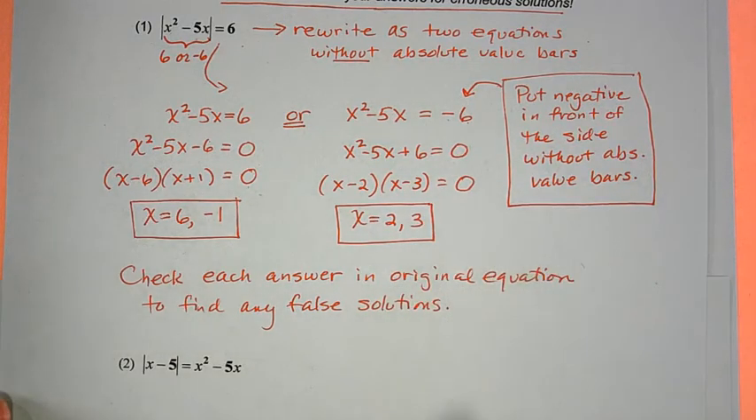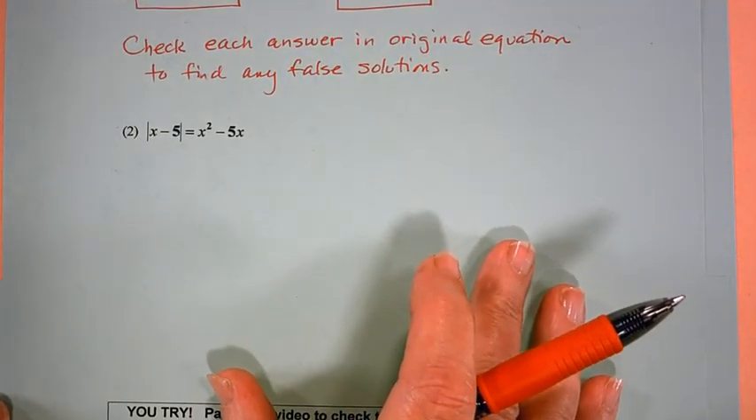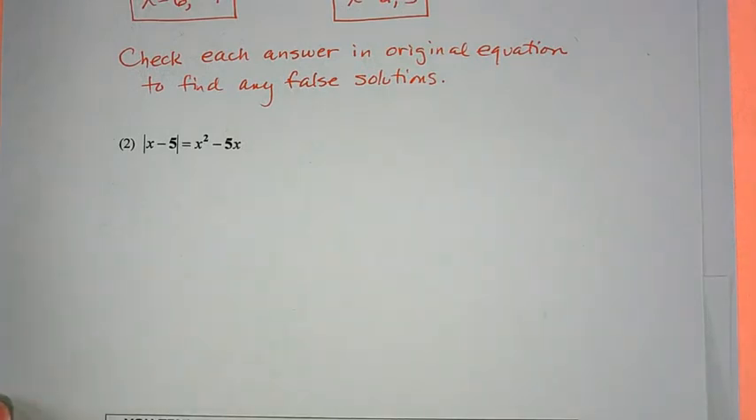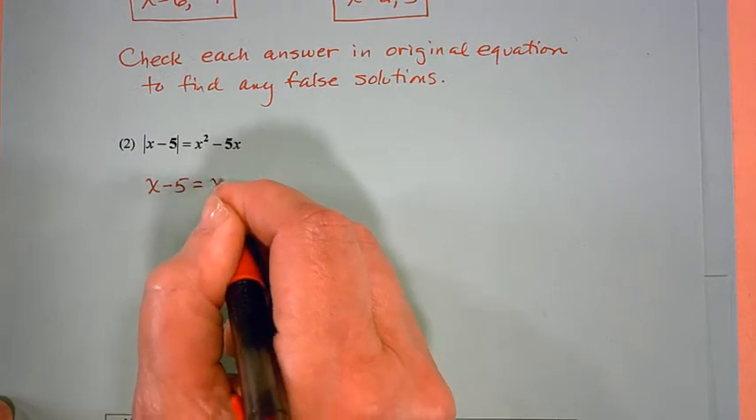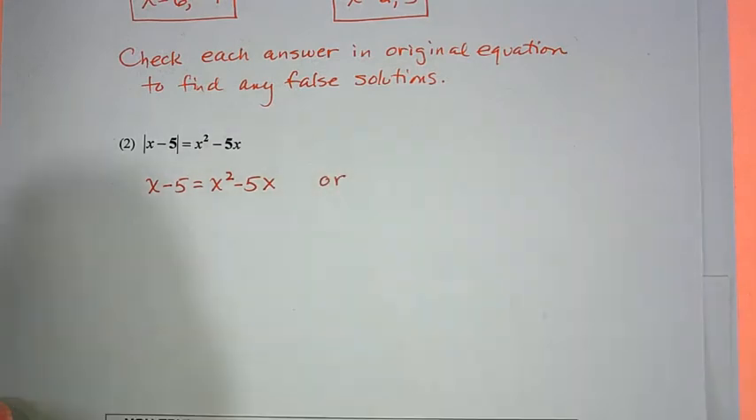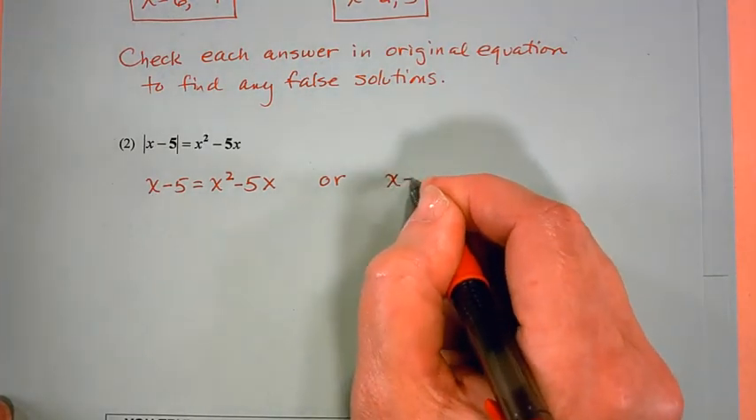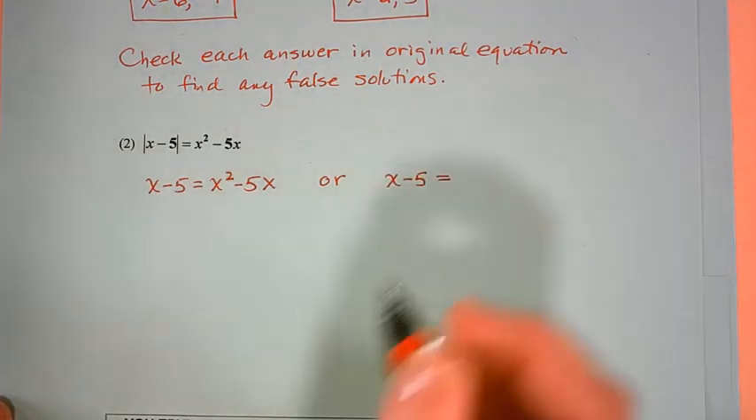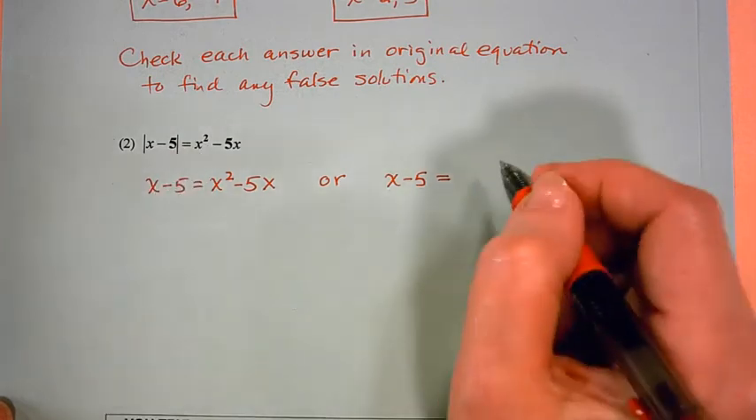Now, let's look at another one. We're going to use the same technique we used before. We're going to solve this equation, and we're going to set it up exactly like we did before. We're going to have two equations. The first one is going to be the original equation without the absolute value bars. Nothing changed. The second one is going to be the left-hand side where the bars are is not going to change. It's going to take the bars off of it. But the right-hand side, I've got to put a negative in front of.